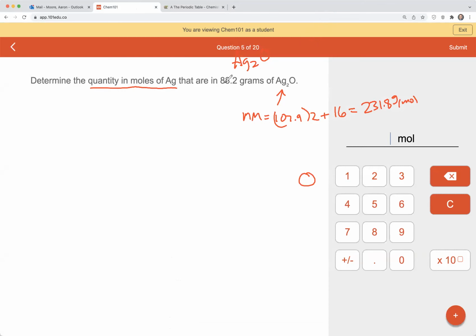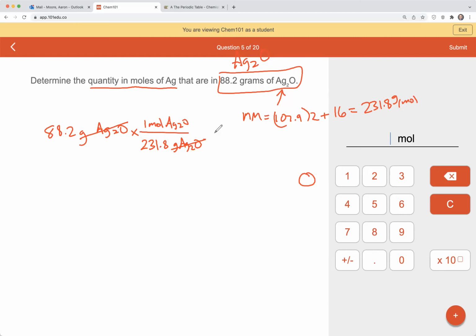All right, so we have a mass of that compound, and what I need to do is convert that into moles of the compound, and then I need to do a mole ratio between the moles of silver per mole of compound. All right, spoiler alert, it's 2 to 1. So we've got the 88.2 grams of the compound, Ag2O. All right, and I just said that in 1 mole of Ag2O, there are 231.8 grams of Ag2O. So units of grams of Ag2O cancel, and right now I have moles of Ag2O.